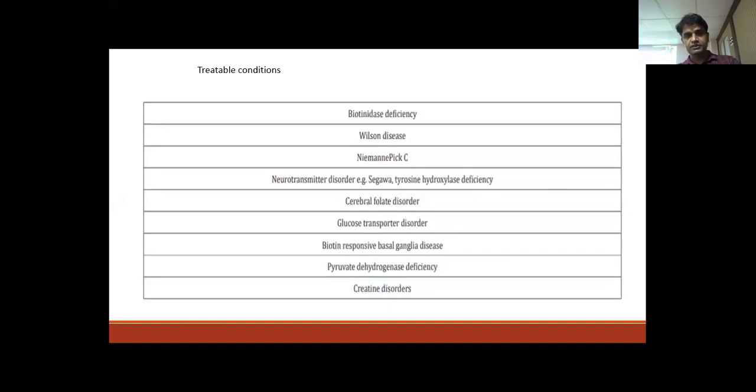Now, some of the common treatable conditions are biotinidase deficiency, Wilson's, Niemann-Pick, neurotransmitter disorders such as segawa, tyrosine hydroxylase deficiency, cerebral folate disorders, glucose transporter deficiency, biotin responsive basal ganglia disease, pyruvate dehydrogenase deficiency, creatine disorders.